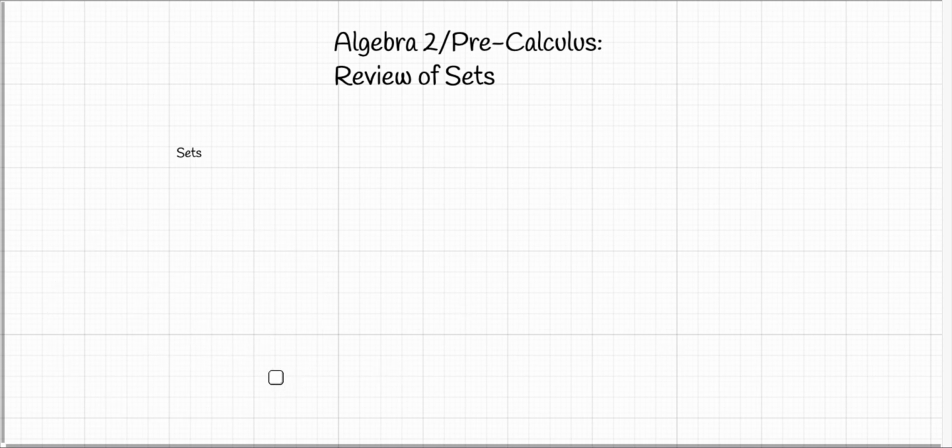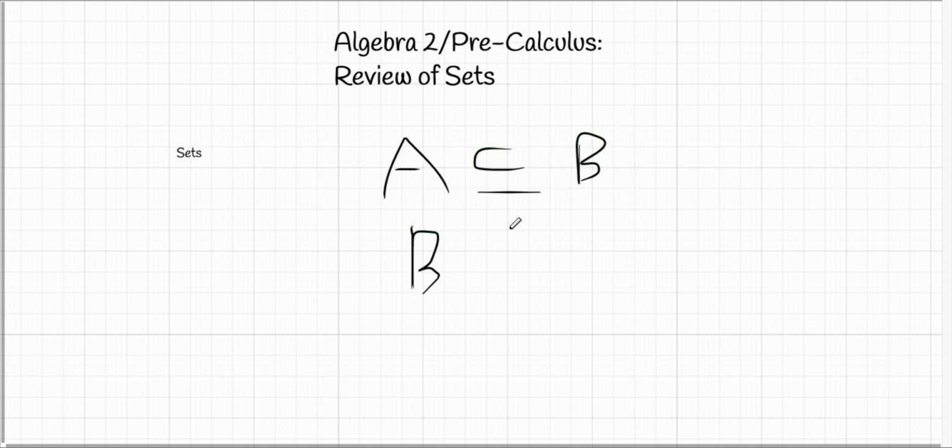And there's a few other things we can use. Equivalent sets is basically when A is a subset of B and B is a subset of A. Basically, they have the same elements and the same number of elements. So 1, 2, 3 and 1, 2, 3, they're equivalent.